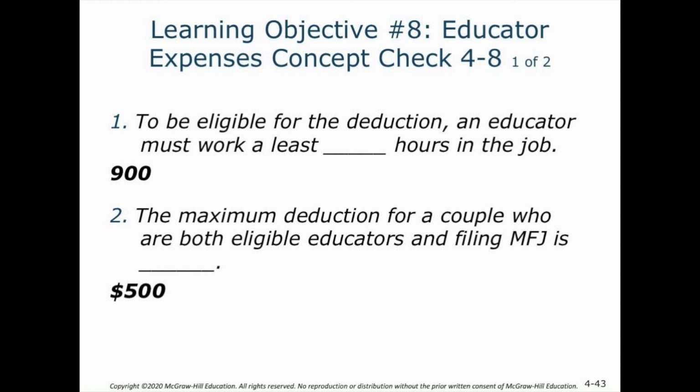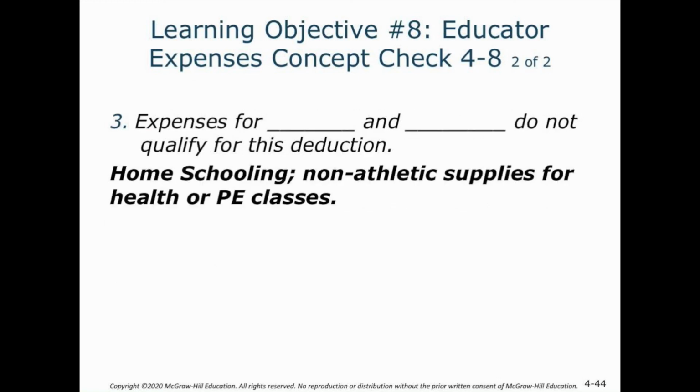So concept check 2, the maximum deduction for a couple who are both eligible educators and both filing as married filing jointly is going to be $500, but keep in mind that there's still going to be $250 for each individual. Concept check 3, expenses for blank and blank do not qualify for this deduction. Here it's going to be homeschooling and non-athletic supplies for health or PE classes.